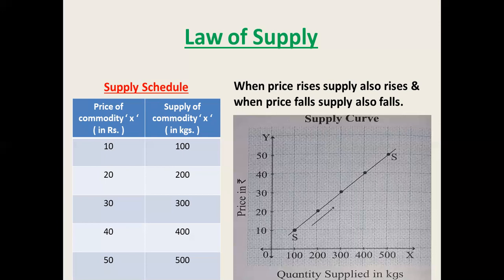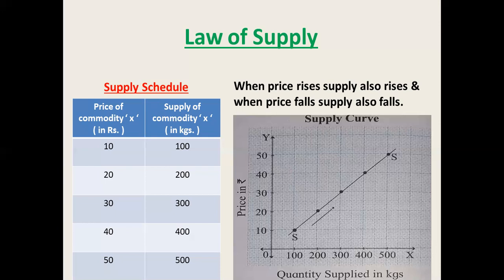See, we have explained all these things. The first price is 10 rupees per unit of that commodity, so at that time the producer will supply 100 kilograms. Then next, if the price rises to 20 rupees, supply also rises to 200 kilograms. And last is the highest price, 50, and at that time the quantity supplied will rise to 500 kilograms. So that is the graphical representation.